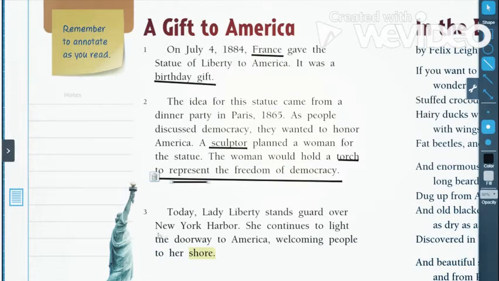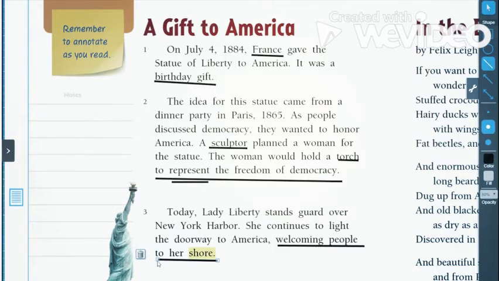Well, New York Harbor is a place where a lot of immigrant people came over time. They came through an island called Ellis Island. This is something you probably haven't learned before. And when they came through Ellis Island, one of the first things that they would see in the New York Harbor would be the Statue of Liberty. So they used the Statue of Liberty as a symbol that welcomes people to her shore, meaning the United States. So that is one way that the Statue of Liberty is used today.